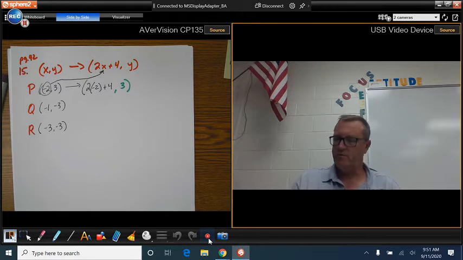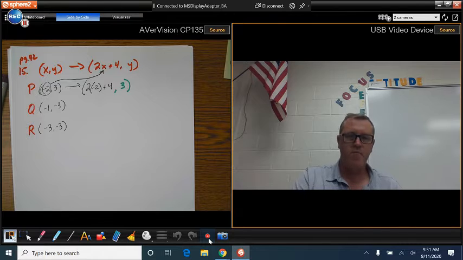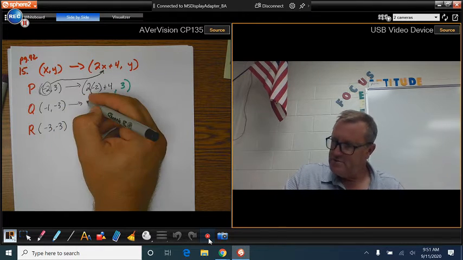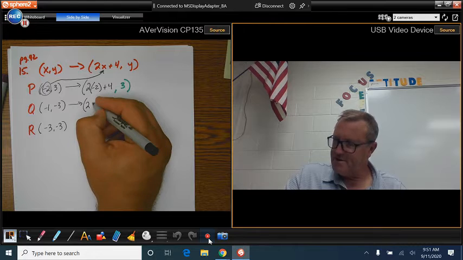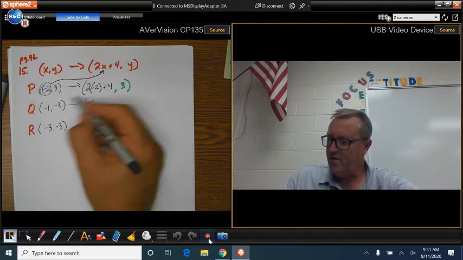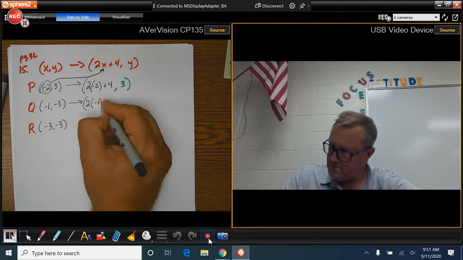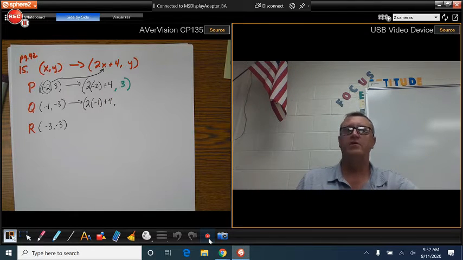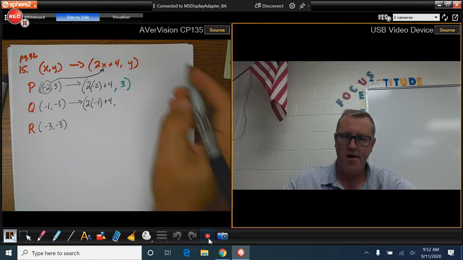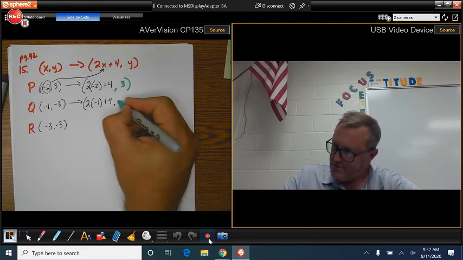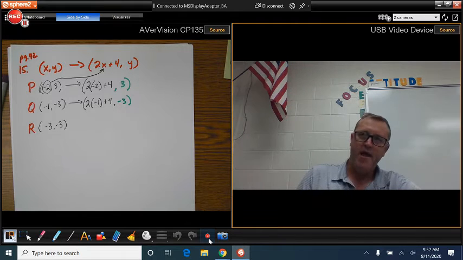Landon, what about Q? What do we do with Q? Like I said, we're consistent in this class. We put negative 1 in for x. And then we add 4. So we substitute negative 1 in. 2 times negative 1 plus 4. What happens to the y, Lily? You're right again.